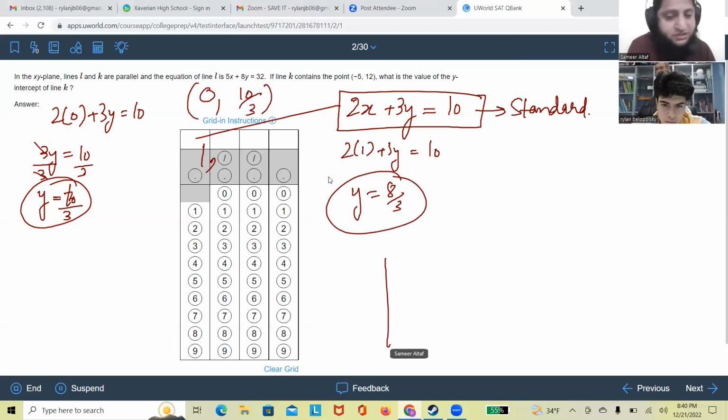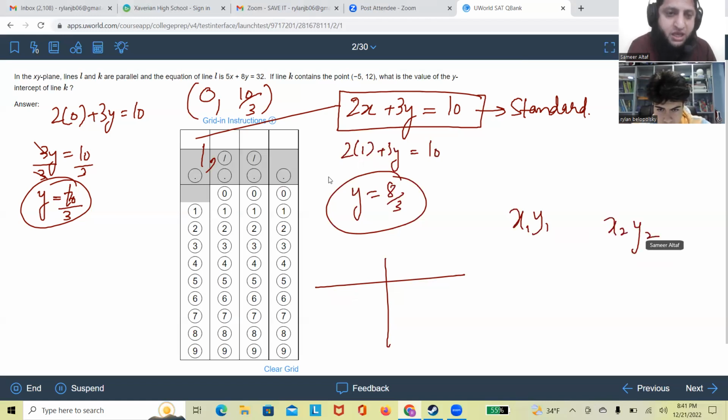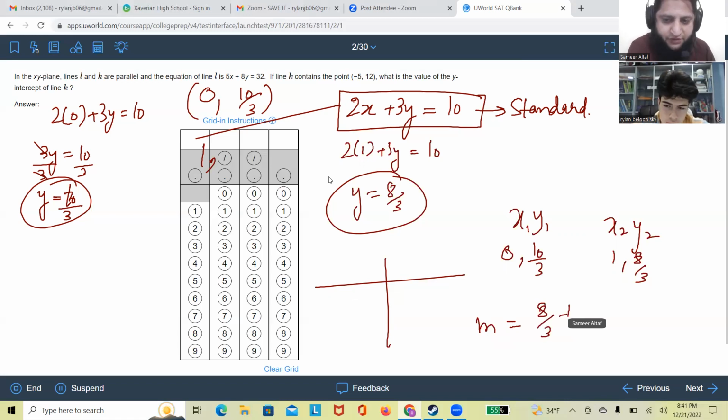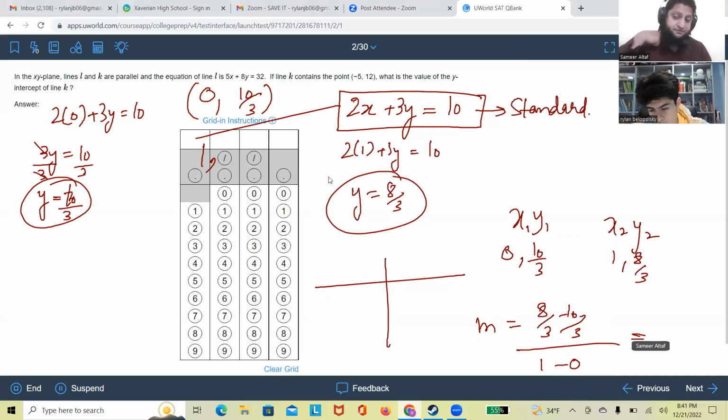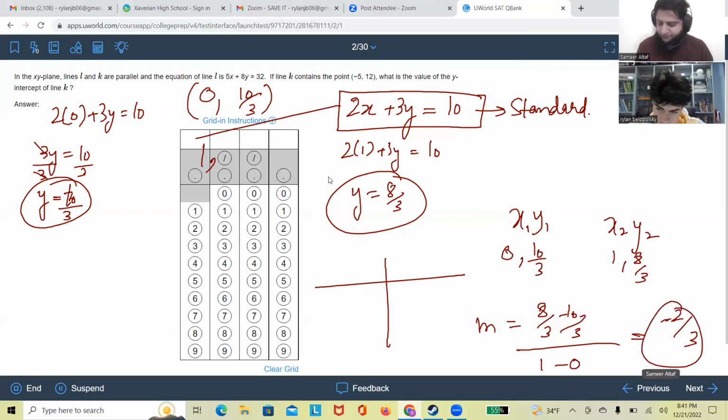So you got the 2 points. You need just the 2 points. When you got x1, y1, you got x2, y2. x1, y1, you can say 0, 10 over 3. x2, y2, you can say 1, 8 over 3. These 2 points are enough to calculate the slope. So slope is y2 minus y1, 8 over 3 minus 10 over 3, divided by x2 minus x1, that's 1 minus 0. Am I correct? Yeah. So 8 over 3 minus 10 over 3 is negative 2 over 3 over 1. And over 1 is not written, so it's negative 2 over 3. So the slope is negative 2 over 3.